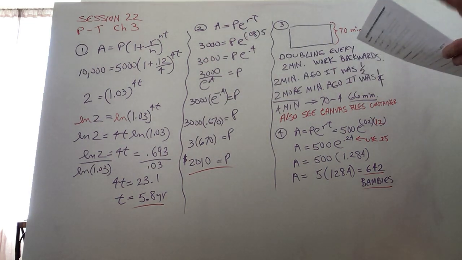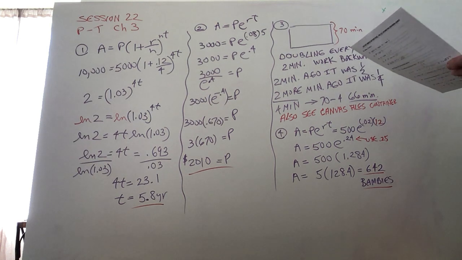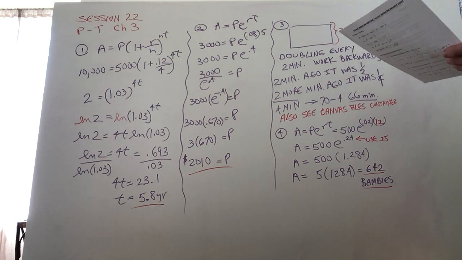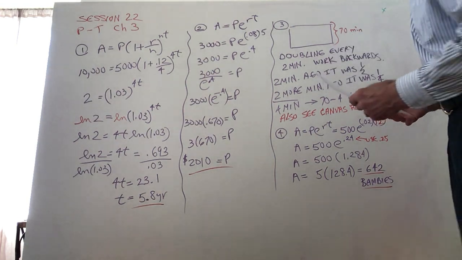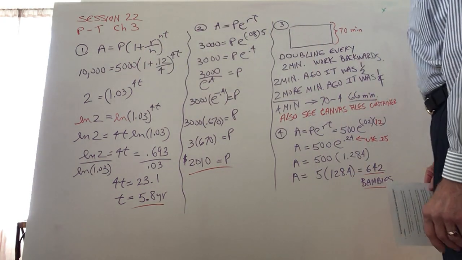Number 1 says, how long does it take for a $5,000 investment to double if it's invested at 12% compounded quarterly? And then I even give you the formula for that, okay? So it's what could be easier. This is the periodic compounding. So we're going to use A equals P times (1 plus r over n) to the nt.